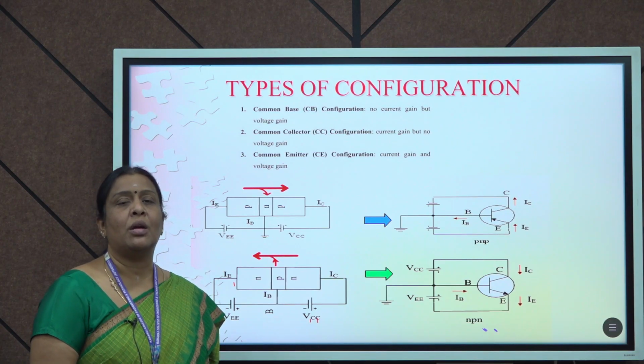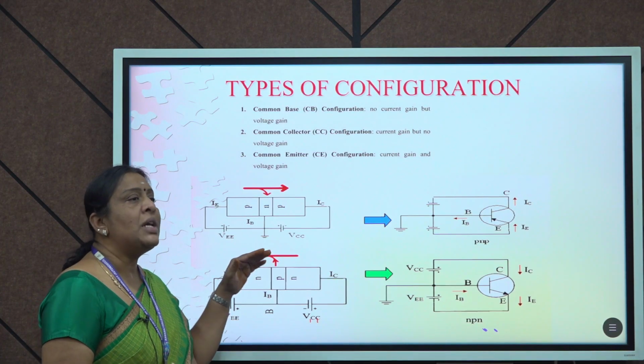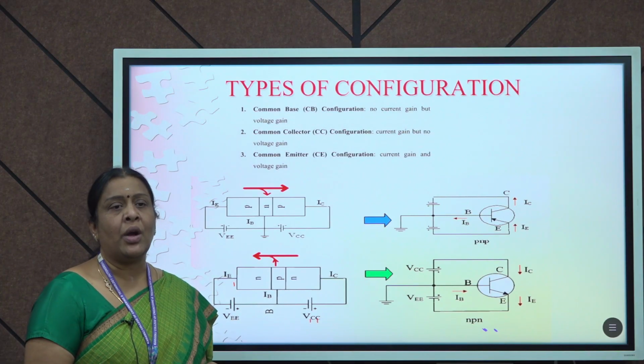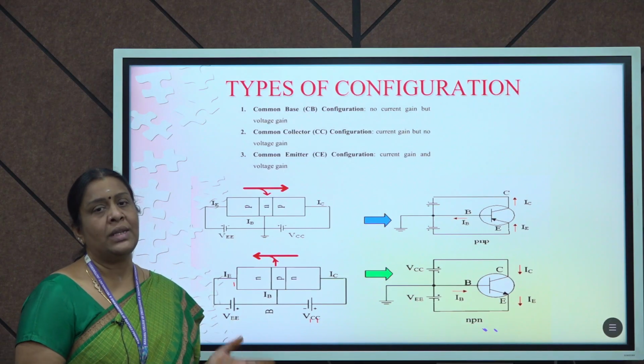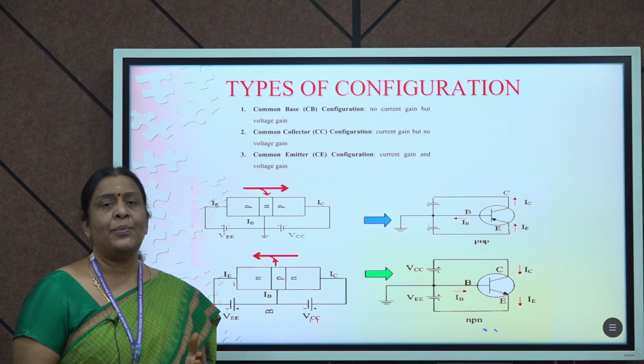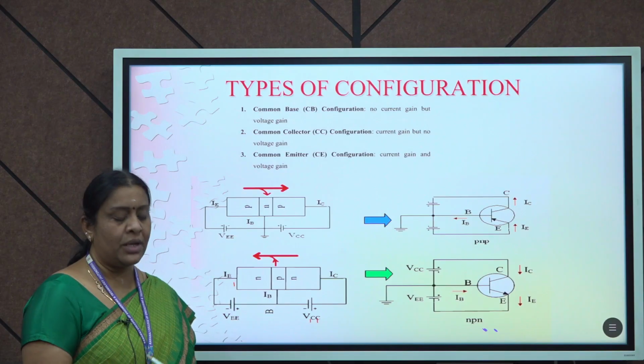What is meant by common base configuration? The base will be directly connected to the ground, and the input depends upon the emitter and base voltage. The output characteristics depend upon the collector and emitter voltage.